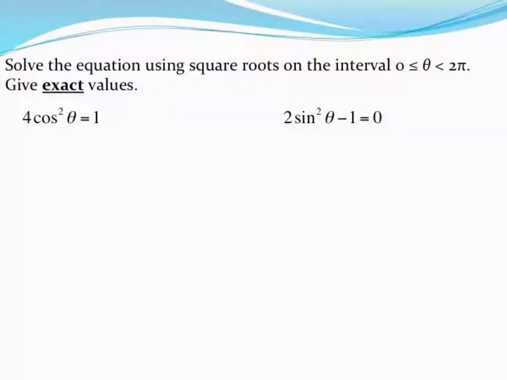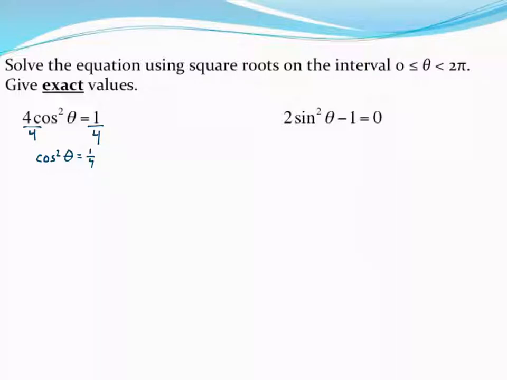Some trigonometric equations can be solved by taking square roots, and we'll do this very similarly to how we've solved quadratic equations in the past using square roots. So my first goal should be to get the squared part of the equation isolated, so I'll go ahead and divide by 4. And so I get the equation cosine squared of theta is equal to 1/4.